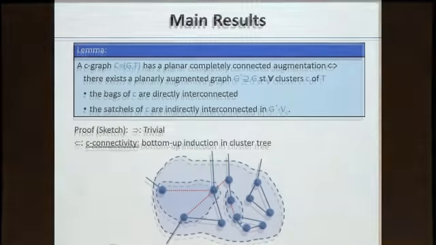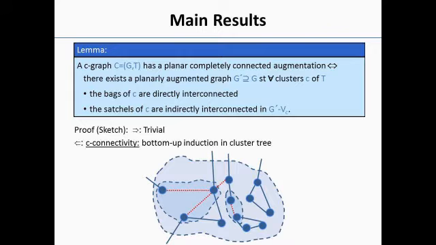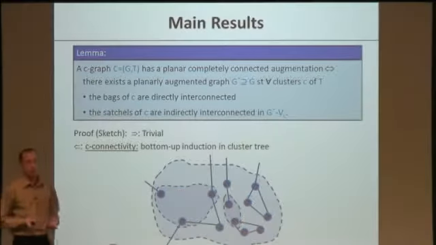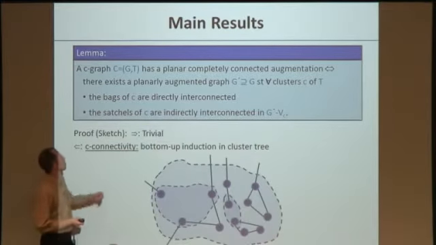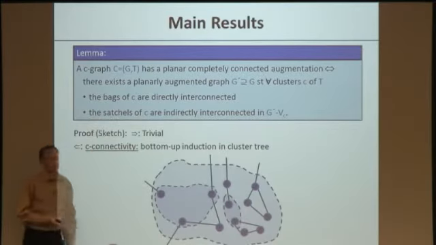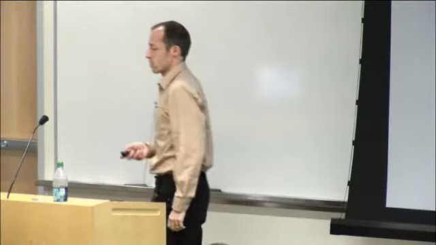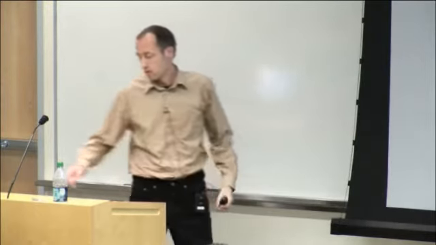So now, from the concepts to the results, the first result is a lemma that basically states that instead of having a complete connectivity, it is enough to use the connectivity of the bags and of the satchels. How can we see that? Well, in the one direction of the equivalence, it's quite simple. If I have a completely connected augmentation, then obviously all the bags have to be interconnected and all the satchels have to be interconnected. The other way, to show that we can achieve C-connectivity, we can do a bottom-up induction in the cluster tree.